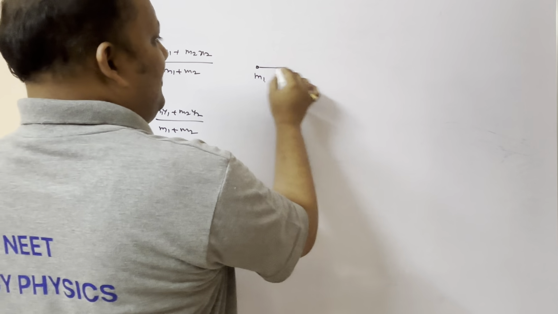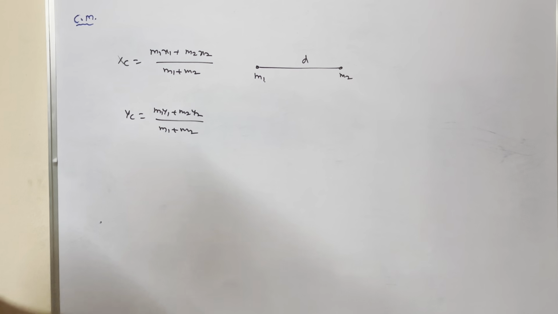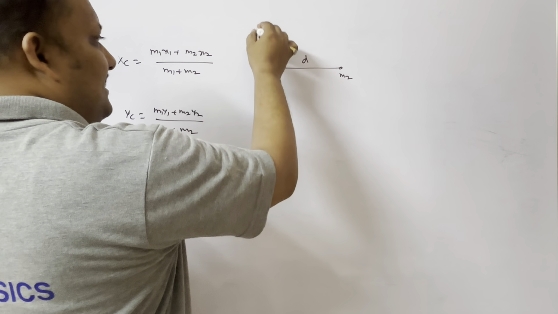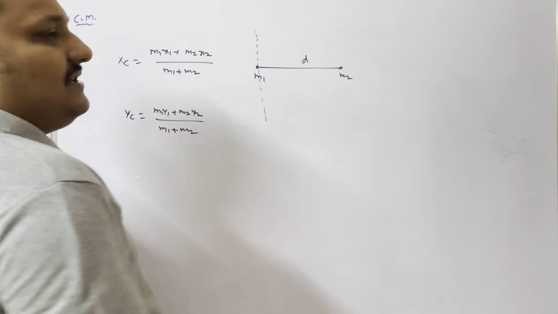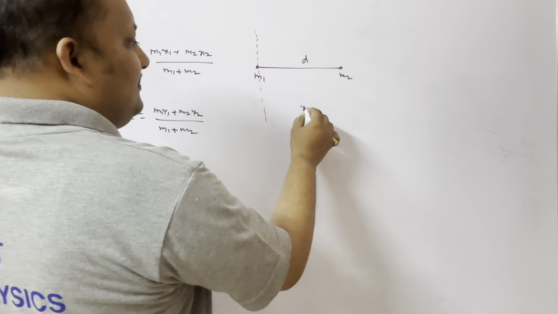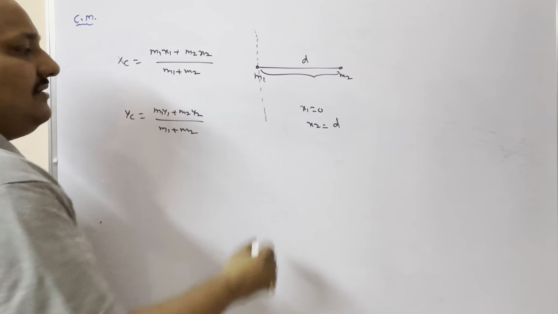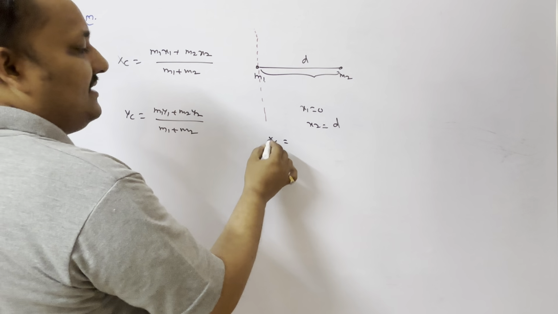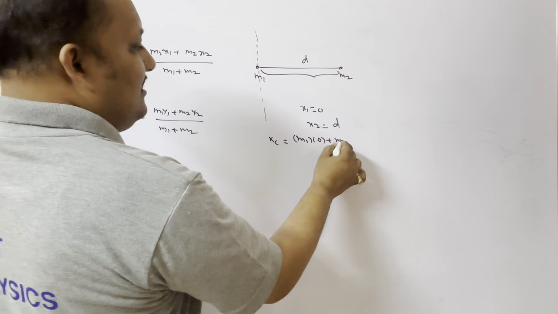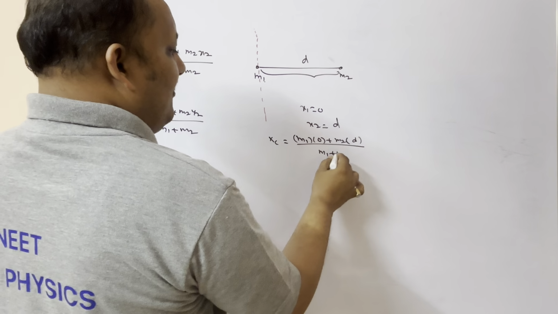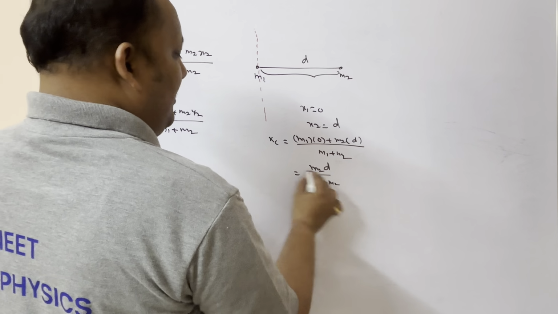Two masses m1 and m2 separated by distance d. Where is the position of center of mass? At that time, generally we will take the first one at the origin. Whenever we take the first one at the origin, what is x1? x1 is 0, x2 is going to be d. Then the position of center of mass is xc equal to, from this formula, m1 into 0 plus m2 into d by m1 plus m2. That is nothing but m2 d by m1 plus m2.